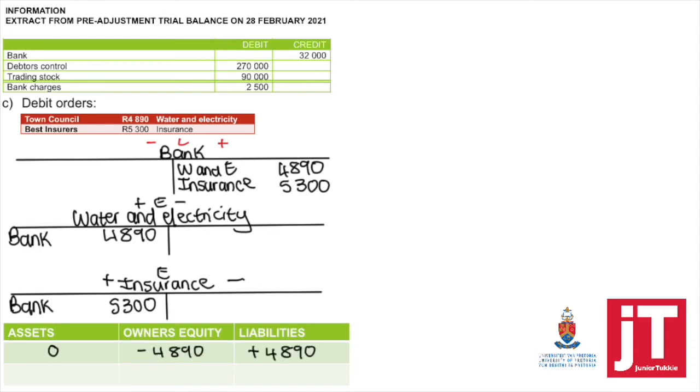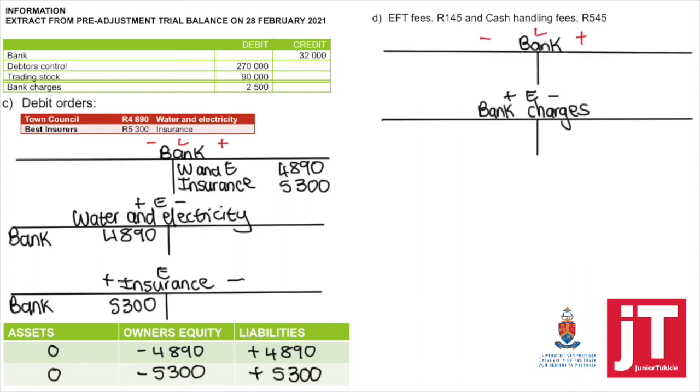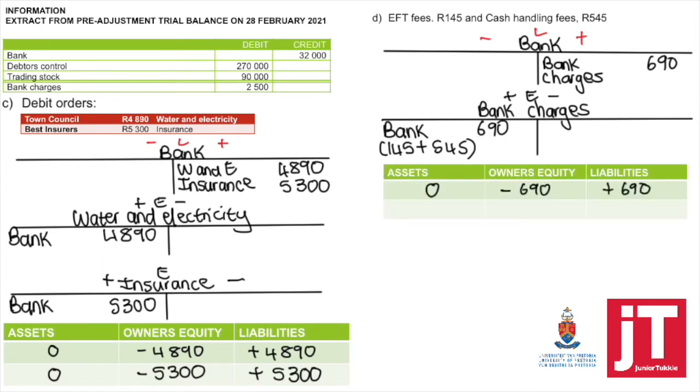Effect on the accounting equation, owner's equity minus 4,890, liabilities plus, remember we have an unfavorable bank balance. The insurance, owner's equity minus, liabilities plus 5,300. Adjustment number D, EFT and cash handling fees, should be added together as my bank charges. Bank charges is going to be debited and the total 690, bank is credited with the same amount. Effect on the accounting equation, owner's equity minus, liabilities plus 690.